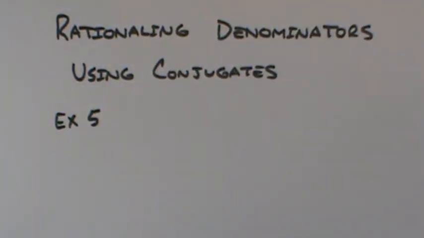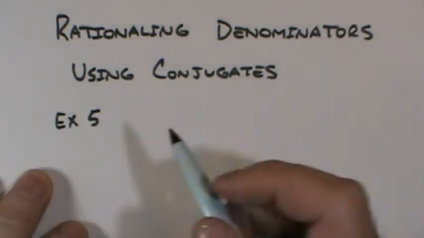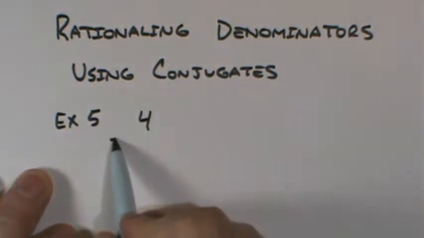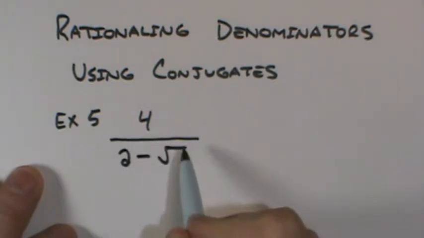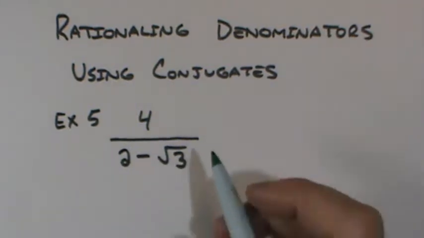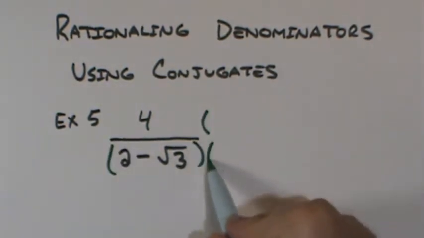I'd like to do a couple more examples of rationalizing denominators using conjugates just to make sure that you're really comfortable with this concept. So example 5, let's say that I have 4 over 2 minus rad 3. I look at my denominator, recognize that I need to get rid of this radical, so I'll multiply top and bottom by the same terms.